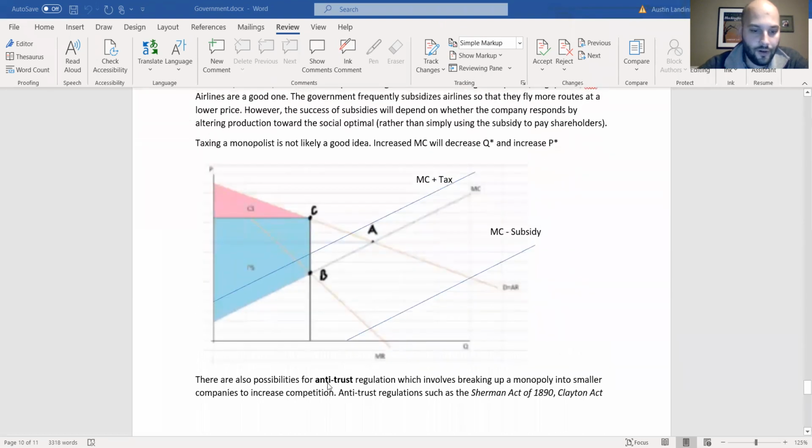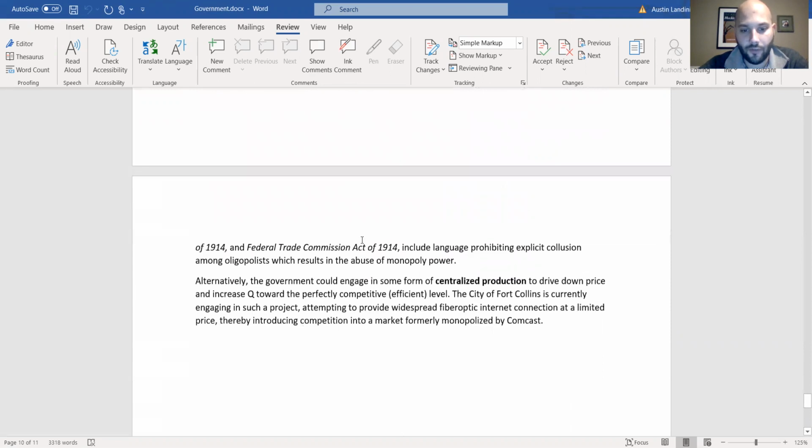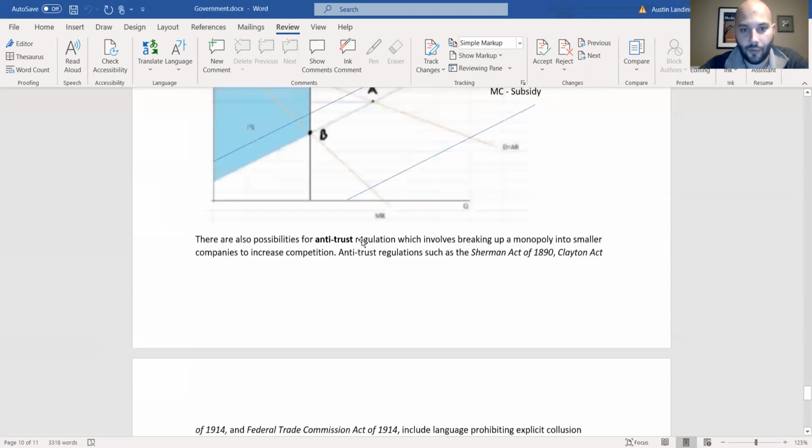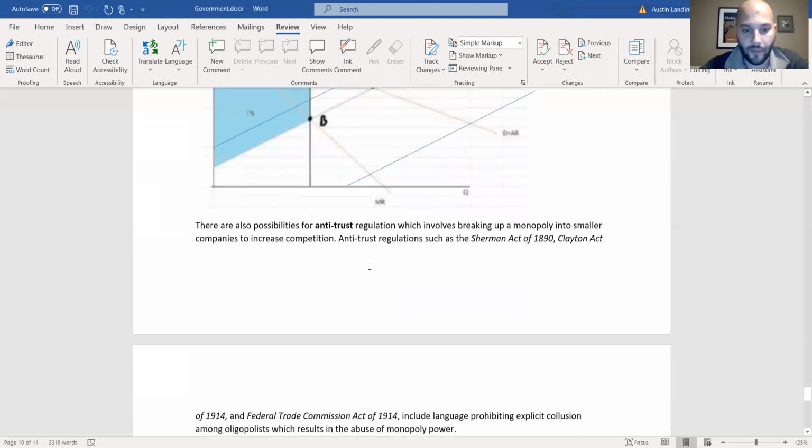So one possibility, antitrust. Antitrust is just going to get more competition into the market, breaking up the monopoly into smaller companies, thereby forcing it to act more like the perfect competitor. There's also some possibilities for some forms of centralized production, right? We want a higher quantity in the market. It could be possible for the government to take over production in some areas.